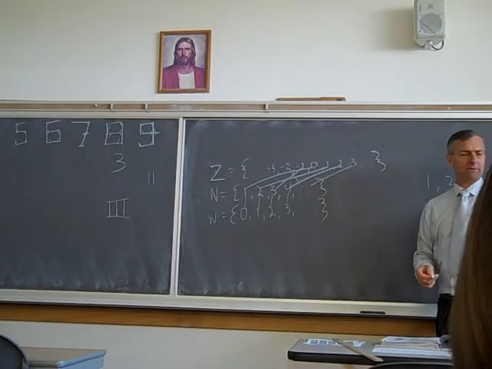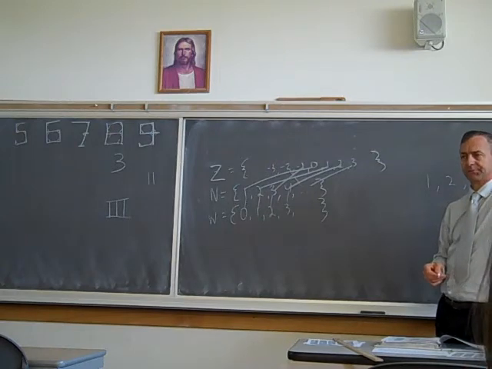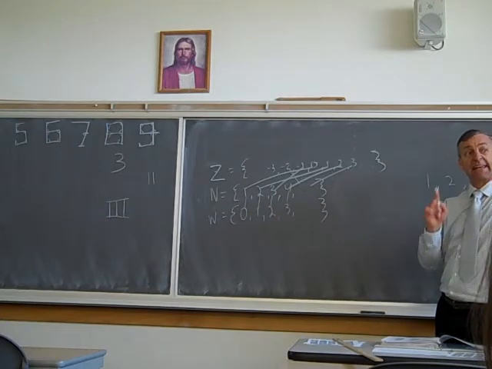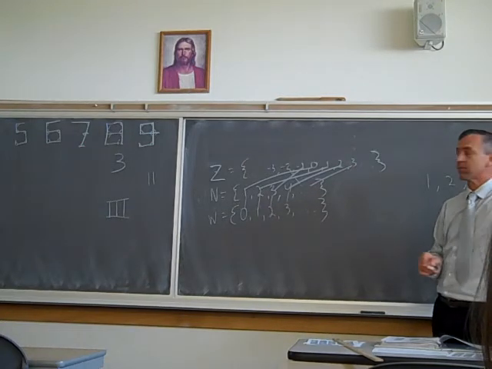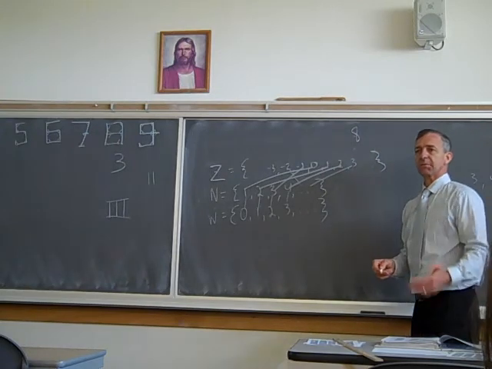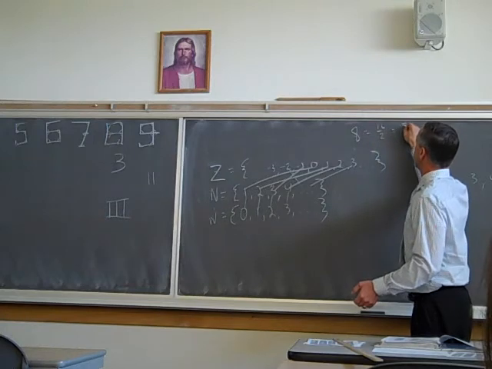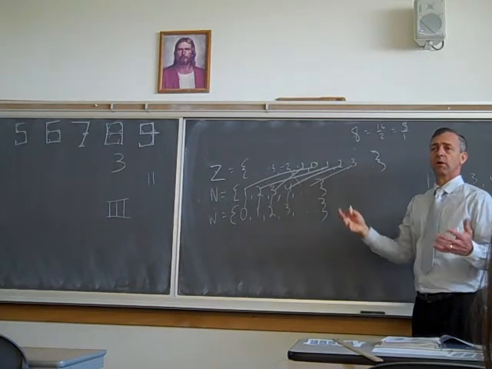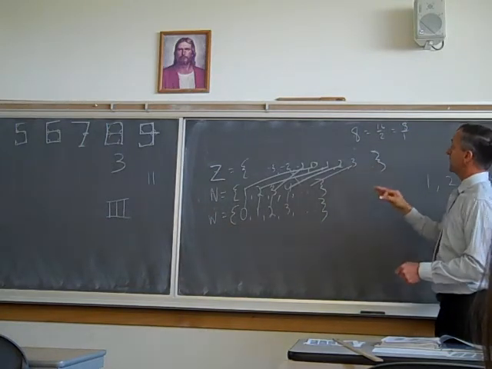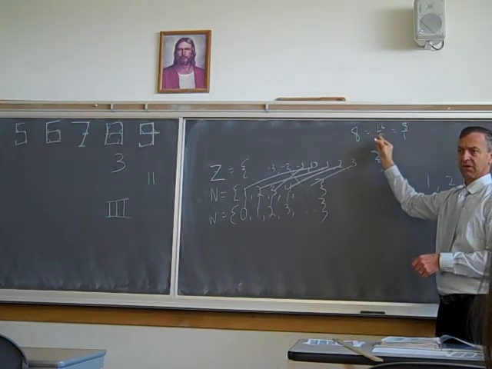And the rational numbers. What's a rational number? Any number that can be written as a fraction. So is this a rational number? Yes, because I can write it as 16 over 2, or even 8 over 1, or whatever. Any number that can be written as a fraction of integers.